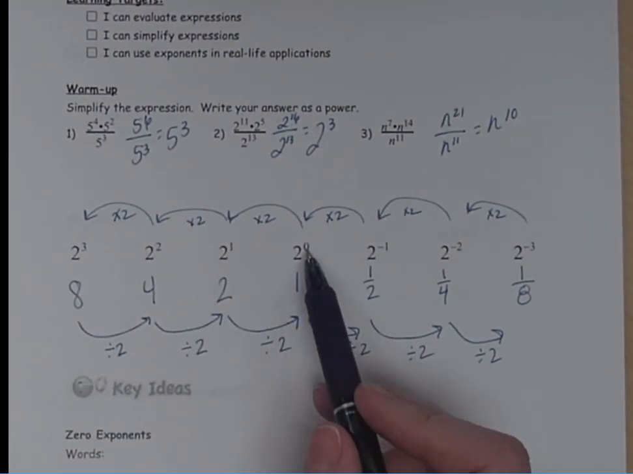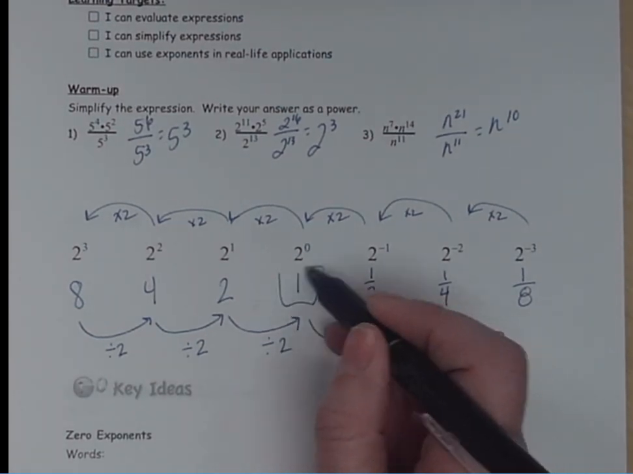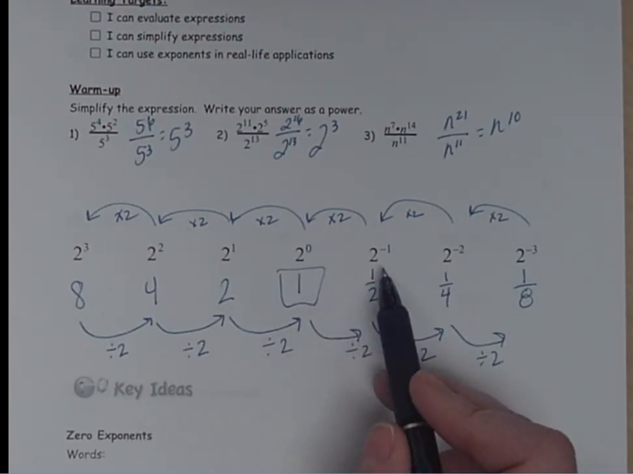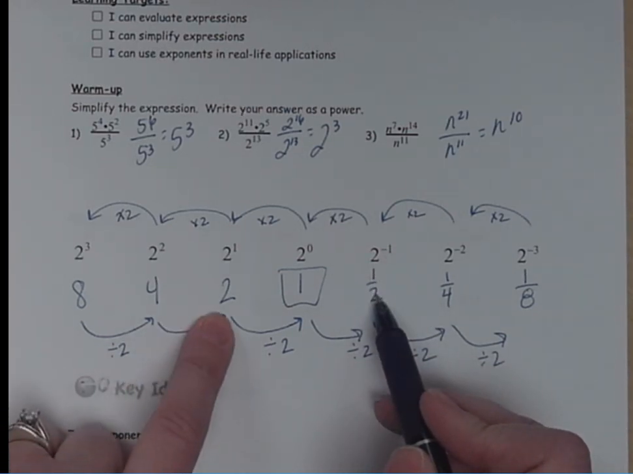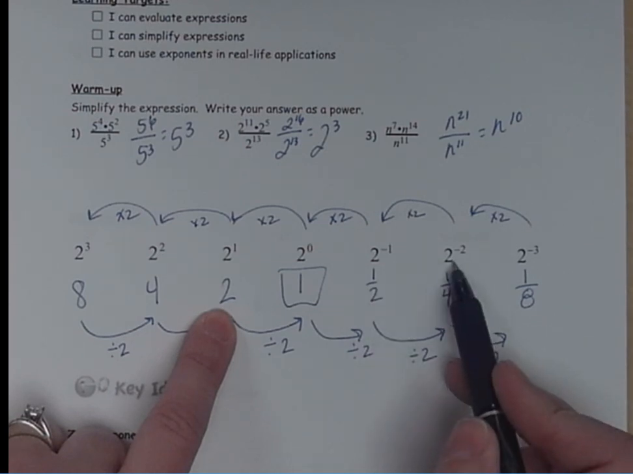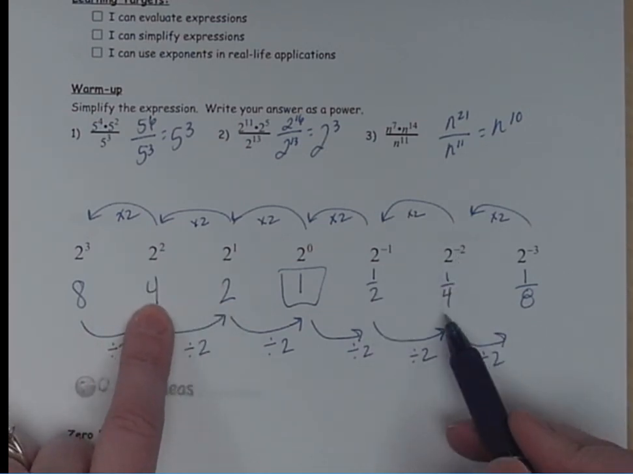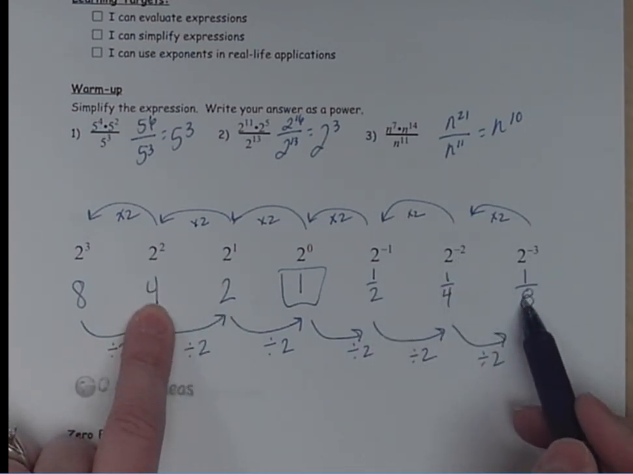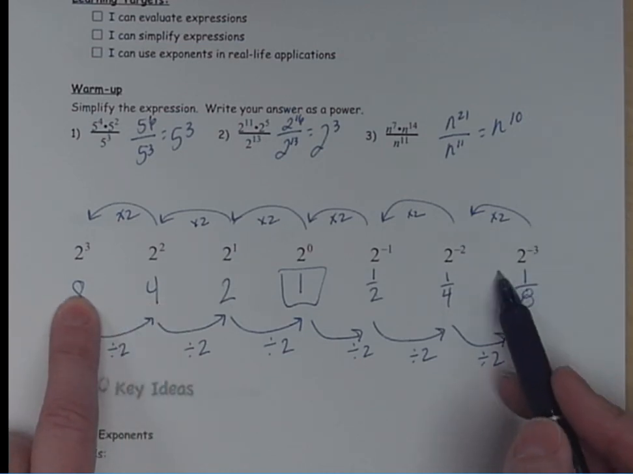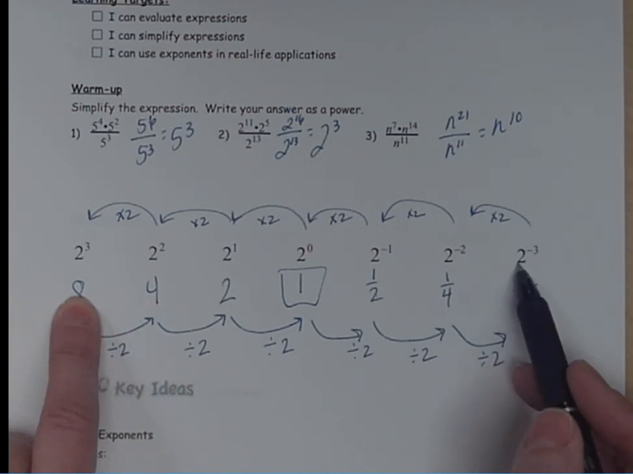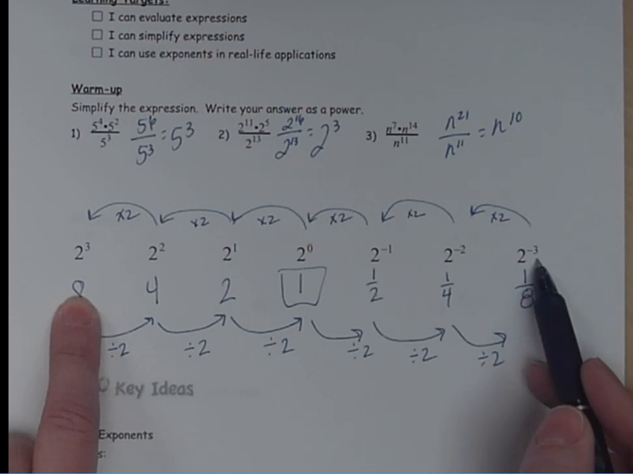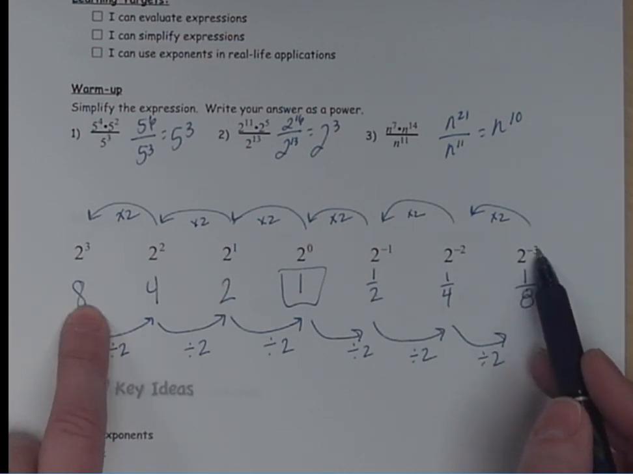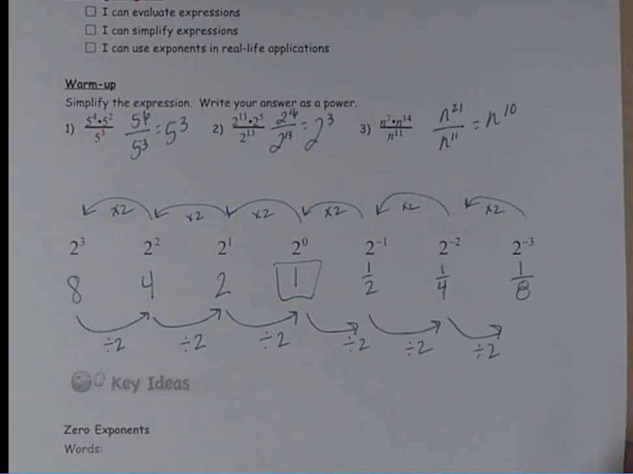Now look at what happens here. When I have something to the 0 power, I end up with an answer of 1. 2 to the negative first, look at that. Reciprocal. 2 to the negative 2, reciprocal. 2 to the negative third, reciprocal. So a negative exponent turns your number into a reciprocal. 2 cubed is 8, but since it's a negative exponent, it's actually 1/8.